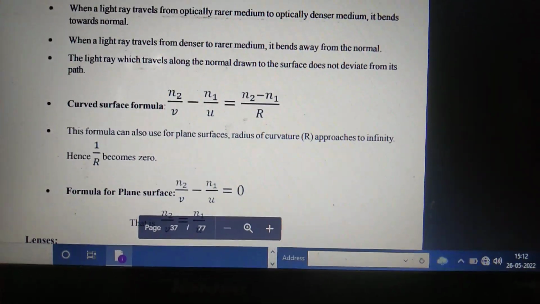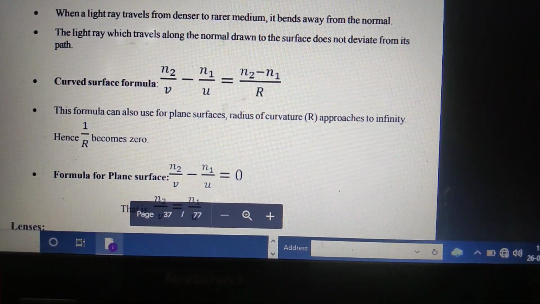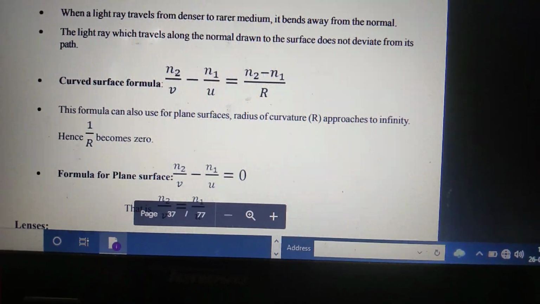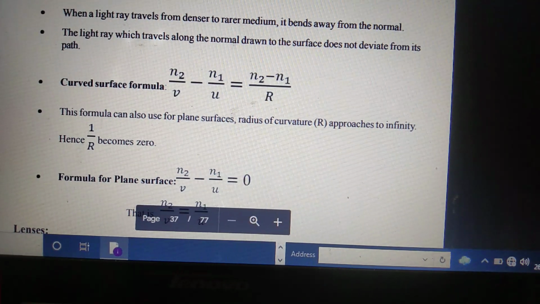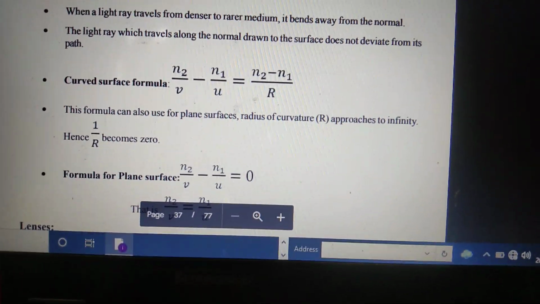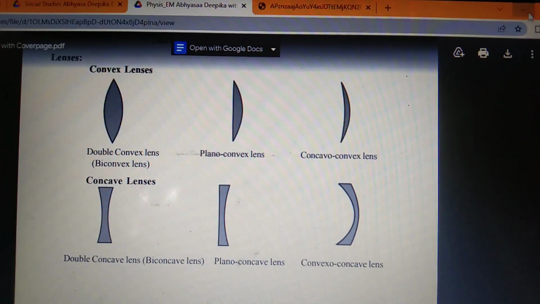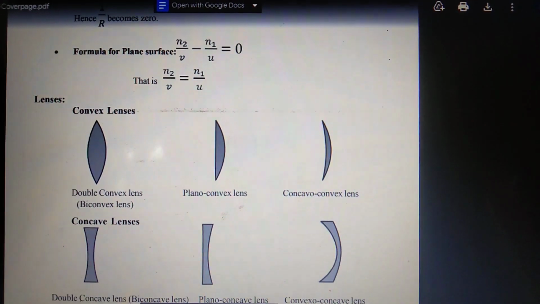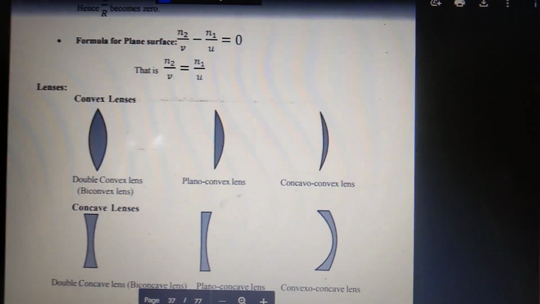What is the curved surface formula? n2 by v minus n1 by u equal to (n2 minus n1) by R. This formula can also be used for plane surfaces, where the radius of curvature approaches infinity. Hence 1 by R becomes 0. Now the formula for a plane surface is n2 by v minus n1 by u equal to 0.